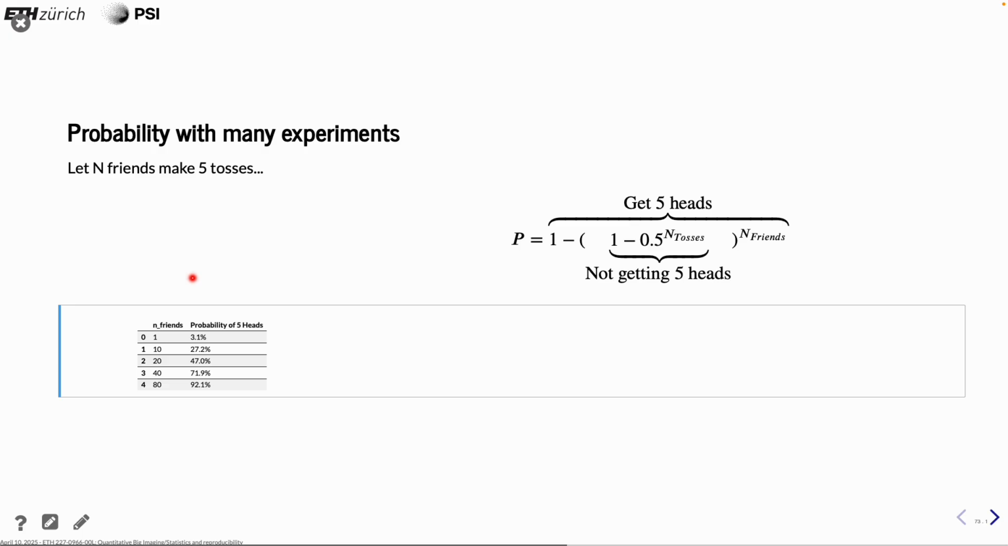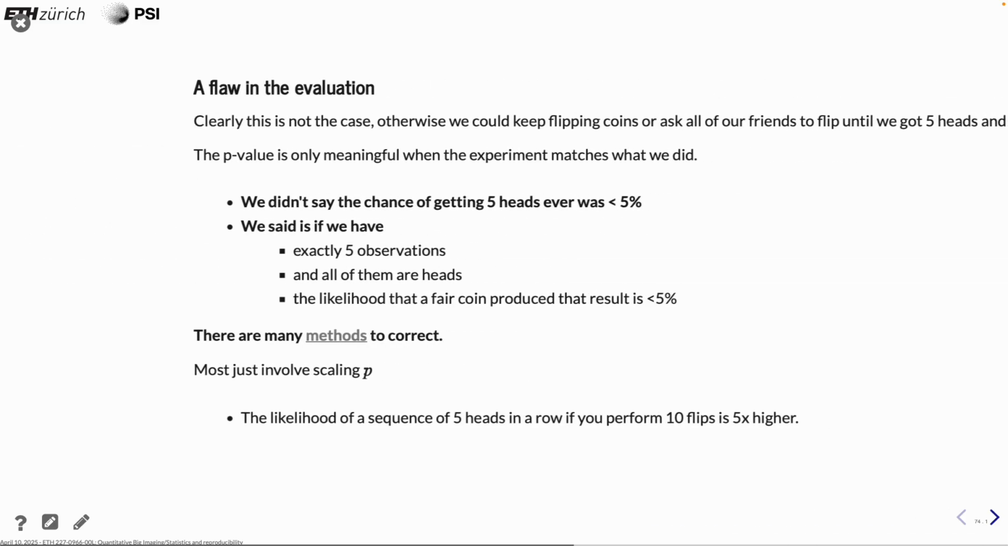In this case, we see that the probability of 5 heads with 1 person is only 3%, but with 10 it increases. So something is a bit weird here, and even if we have 20, we go up and up. So something is wrong with this equation in our current reasoning.